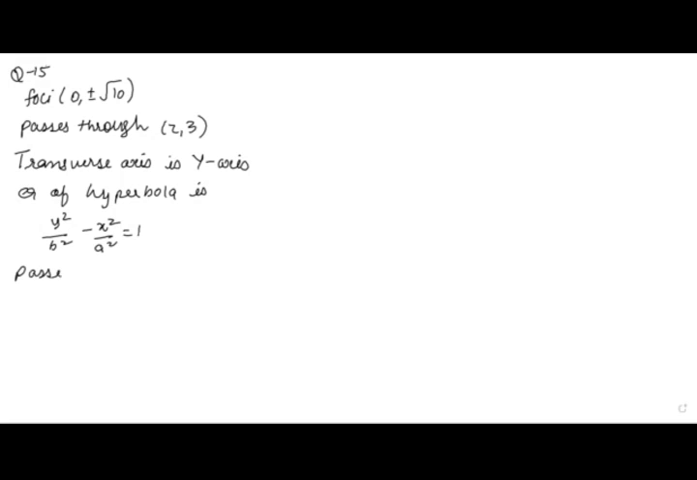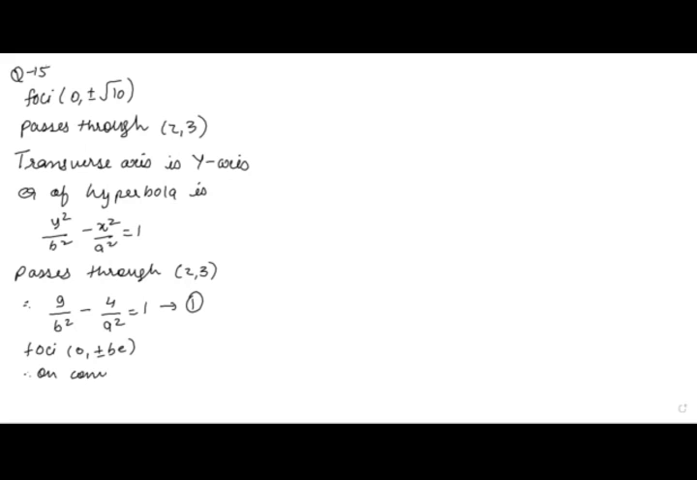It is given that it passes through 2 comma 3. I can keep the value of y as 3 and the value of x as 2. Also, foci are on 0 comma plus minus be. Call this equation 1, we will use it. So on comparing, I will get the value of be as root 10.